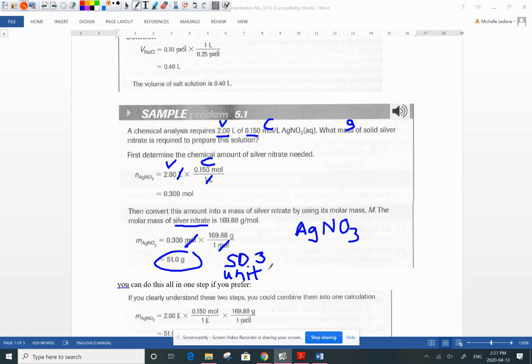Oh, yeah, I've got units. I was asked for a mass. I know it's going to be grams. So that is how I'm going to do a calculation.